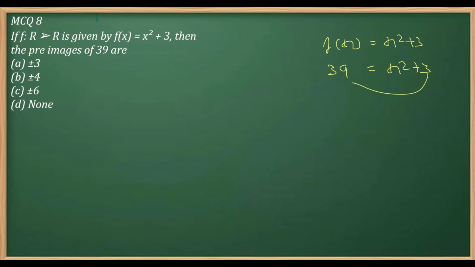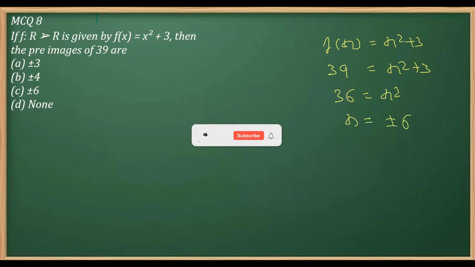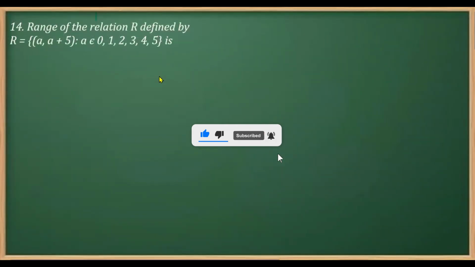If I transpose 3 to the left hand side, 39 minus 3, which is 36, is equal to x square. So x is what? Plus minus 6. Plus minus 6, yes, here is an option. So C is the correct option in this case.